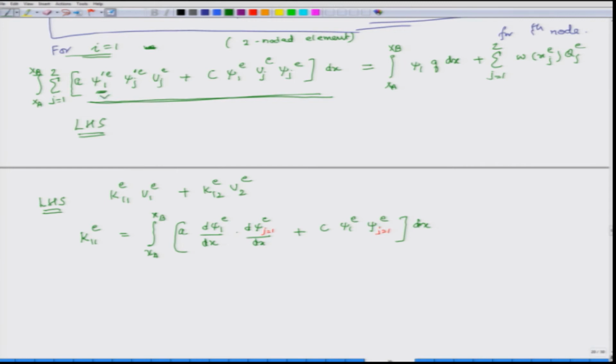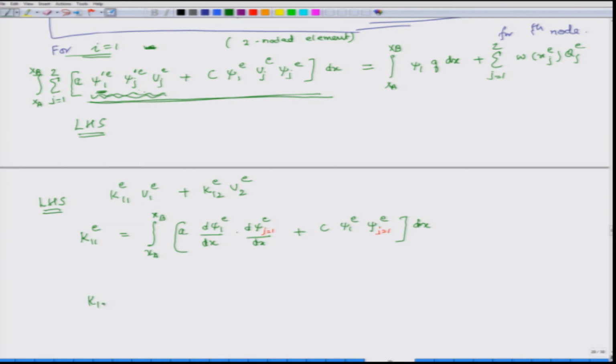Each of these terms will have two components. One will be for j is equal to 1, one will be for j is equal to 2. So, this is K11, corresponding to j is equal to 1. The j is equal to 1 term will be multiplied by U1, and the j is equal to 2 term will be multiplied by U2. Understood?